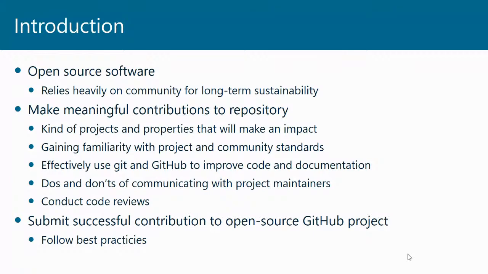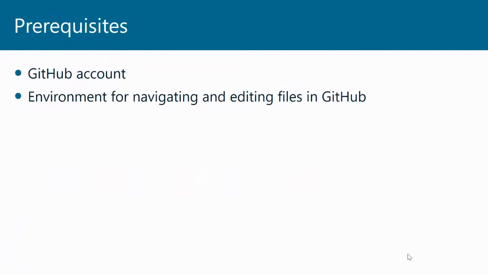A very big aspect of what I want to cover in this session is the do's and don'ts of communicating with the project maintainers, and also some of what you need to know about the process of conducting code reviews. Your big goal in making a contribution, of course, is for that to be successful, in that you'd like to ultimately see whatever changes or modifications you want to have occur to an open source project get incorporated into the code base. We'll talk about what's necessary to submit a successful contribution to an open source GitHub project and how to follow best practices along the way.